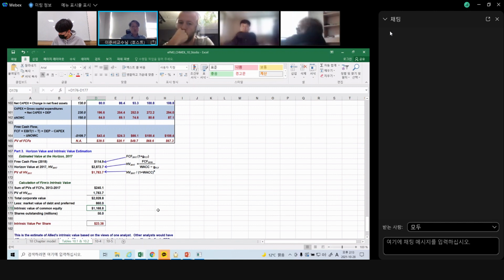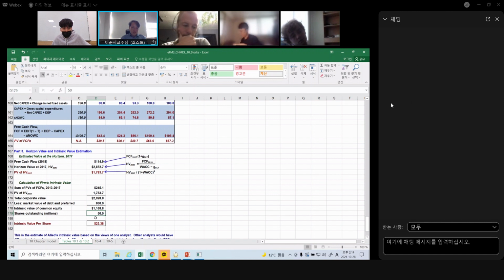$1,168.8 for common stockholders. Then if we assume the number of shares outstanding is 50 million, then $23.38 per share can be calculated by 1168.8 divided by 50. That's it. Okay, I explained the whole procedure to get the final answer, which is the stock price per share. Let's go very quickly through it.